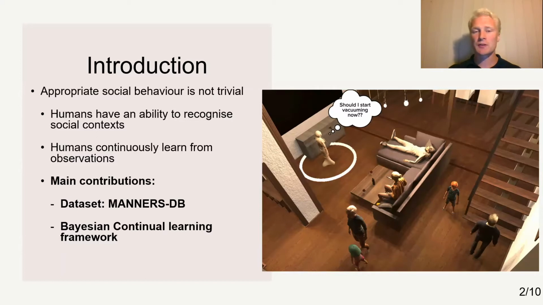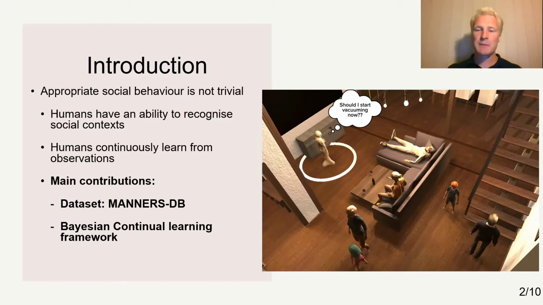Achieving such appropriate social behavior is not trivial, not even for humans. However, as humans, we have the ability to recognize social contexts and can link a social context to what actions are appropriate to do in that context. We also have the ability to continuously learn from our observations and update our knowledge when faced with new social contexts and feedback about the appropriateness of actions. In our work, we approach the challenge of giving robots the same ability.